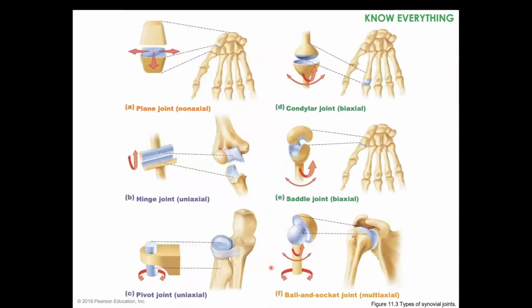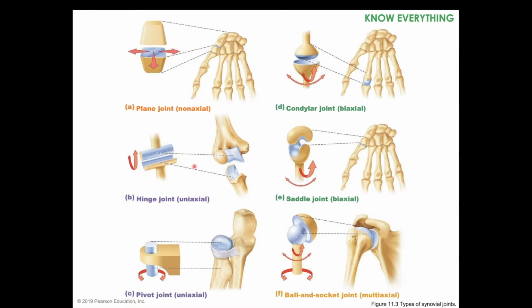All right, so there are different types of the freely movable synovial joints. A plain joint here in top left is a gliding joint, meaning it does not pivot. It glides across the surface of the other bone, and is found where your vertebrae articulate and within the wrist.